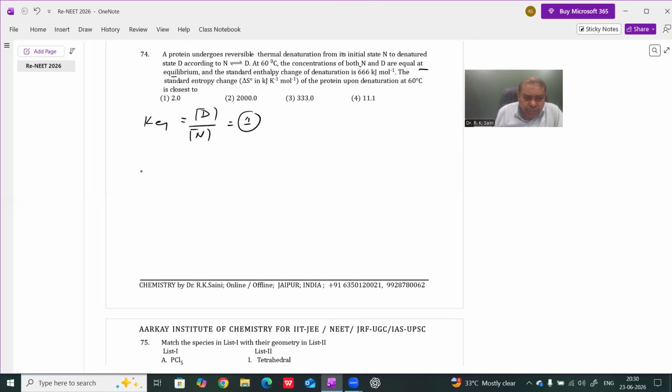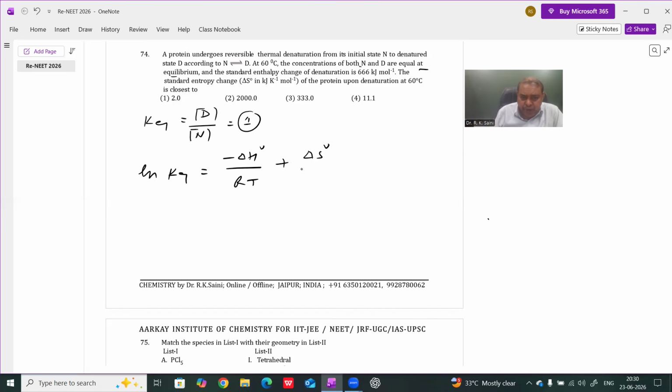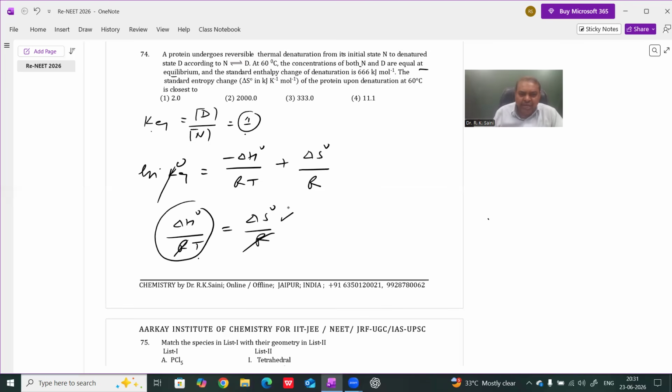Now, we use the relation between equilibrium constant, enthalpy and entropy change. And we know that ln of equilibrium constant equals minus enthalpy change upon RT plus entropy change upon R. Equilibrium constant is 1, therefore its ln is 0, and hence this value is 0. Therefore delta H naught upon RT equals delta S naught upon R. R is also cancelled. Therefore delta H divided by T gives delta S. Delta H in this question is given as 666.